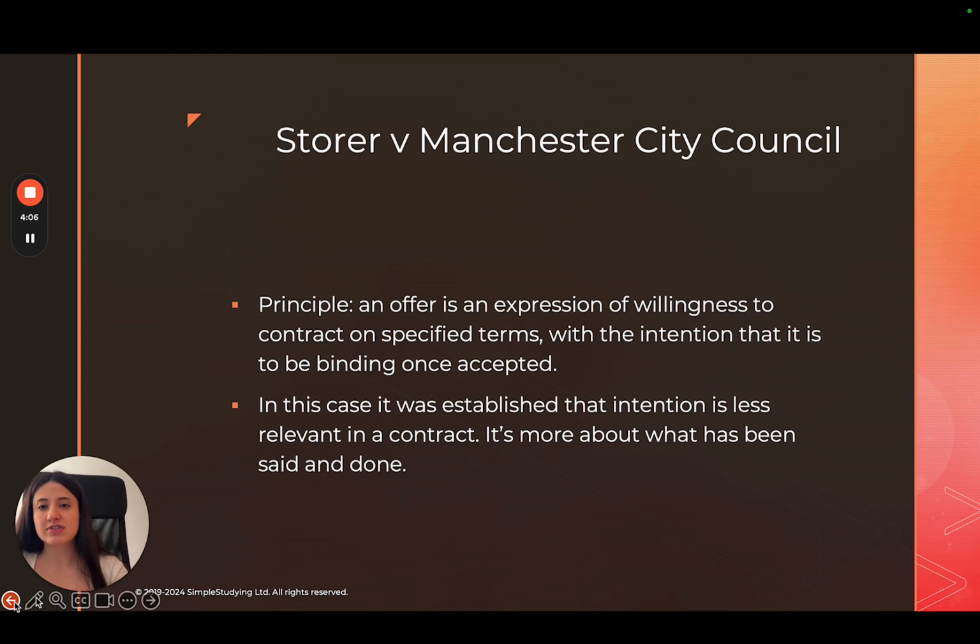See the case of Storer versus Manchester City Council, also an important case about this topic. The principle that came out of this case is that an offer is an expression of willingness to contract on specified terms with the intention that it is binding once accepted. Therefore, the offeror must be expressing willingness to enter into the contract on the specified terms. In this case, it was established that intention is less relevant in contract law. This basically means that it is more important to look at what has been said and done rather than the intention of the parties when it comes to assessing whether or not there was a valid offer.